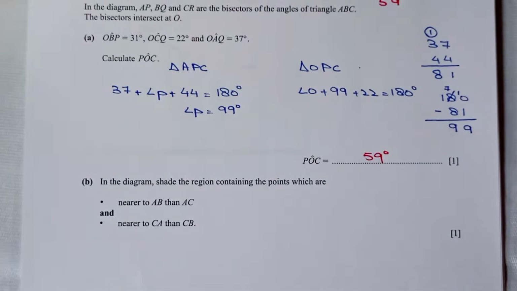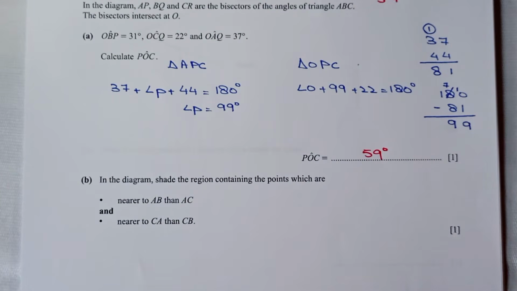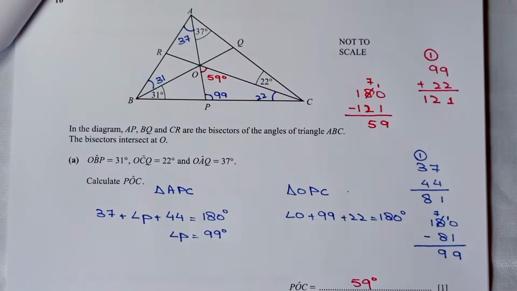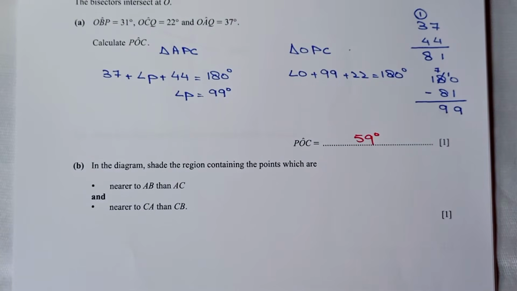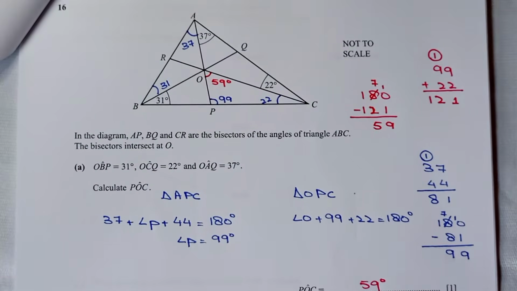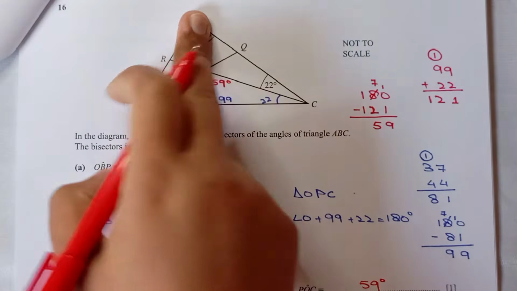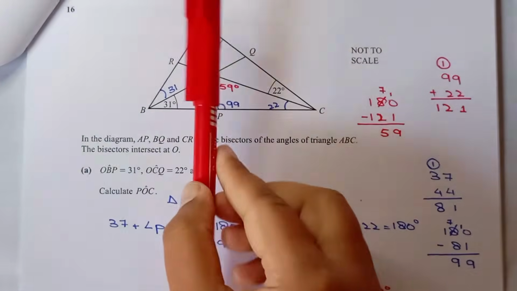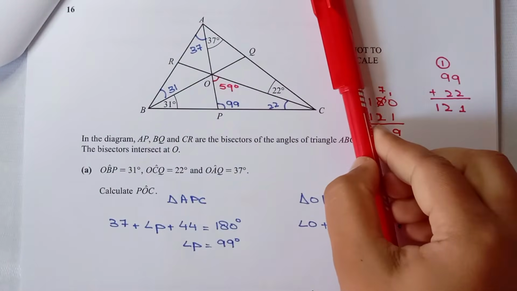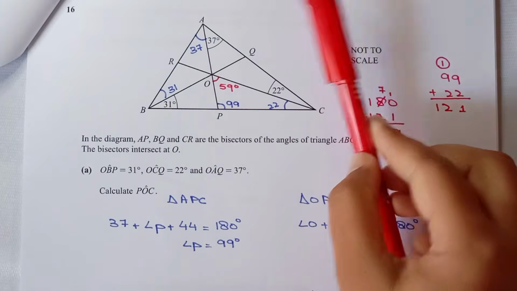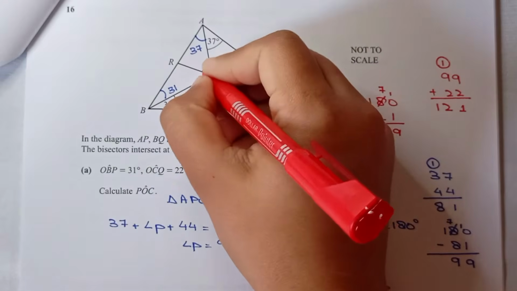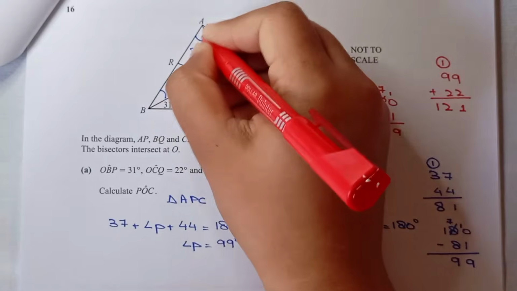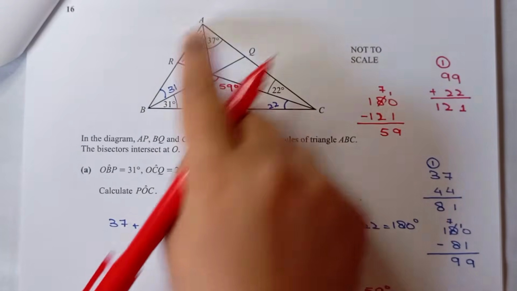Okay. Now for the B part, in the diagram, shade the region containing the points which are nearer to AB than to AC. So this region. And nearer to CA than to CB. Okay, nearer to AB than to AC, and then nearer to CA as compared to BC. So this would be shaded. The triangle ARO.